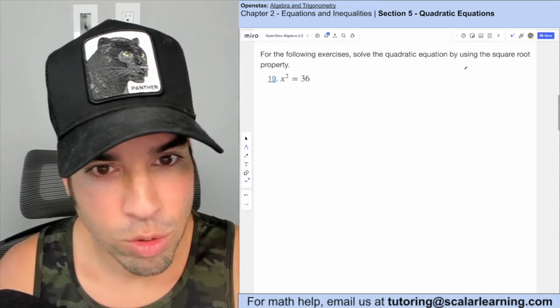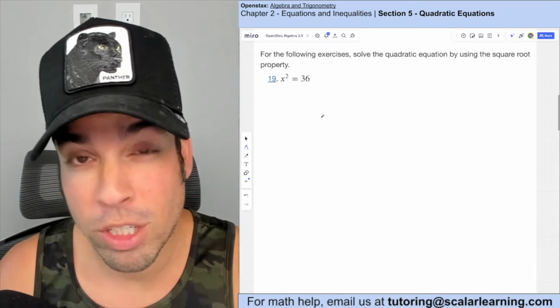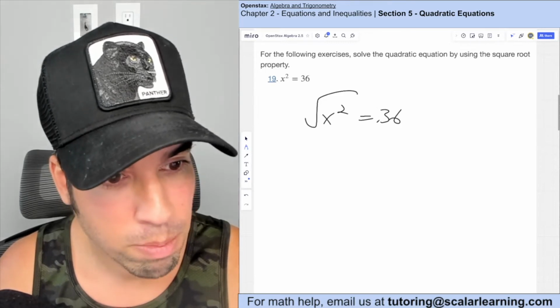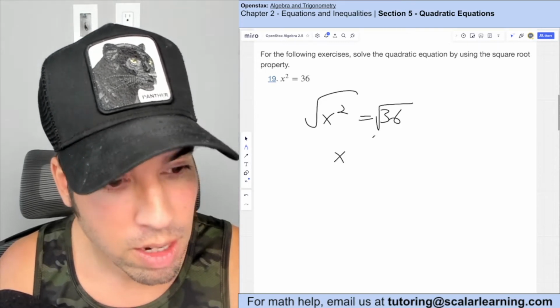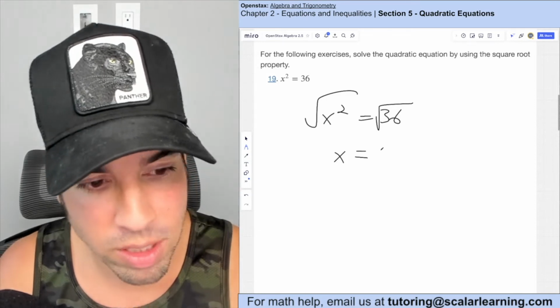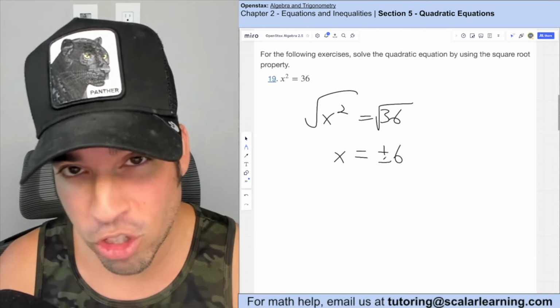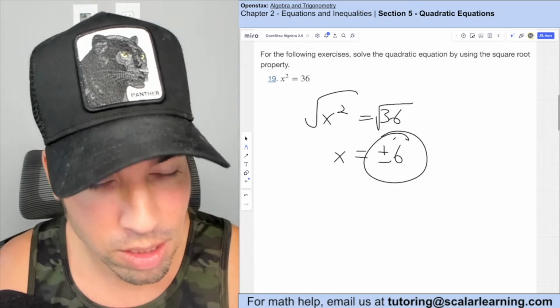Done. So in this one, we're using the square root property, which is pretty straightforward. We just take the square root of both sides. Boom, boom. And just don't forget, we're taking plus or minus. So the square root of 36 is 6, but it's plus or minus 6. Those are the two solutions, +6, -6, done.